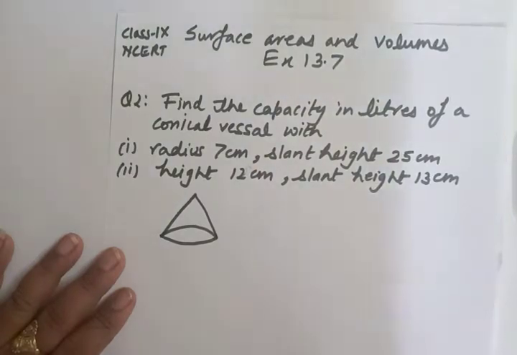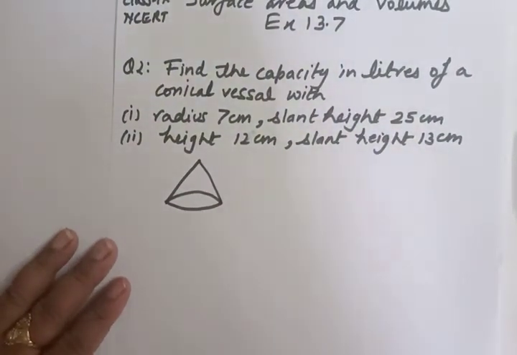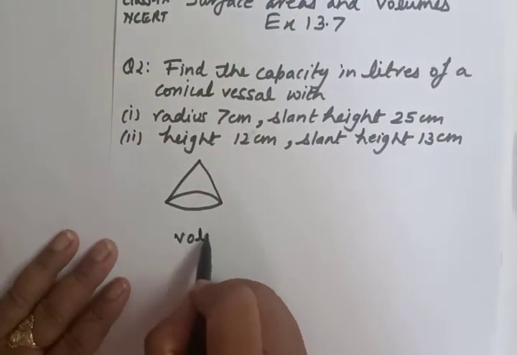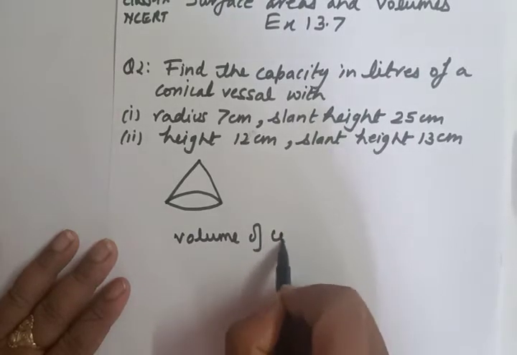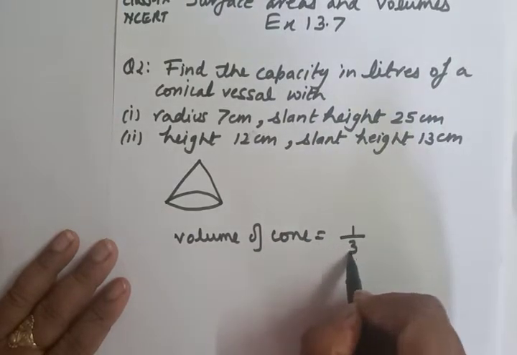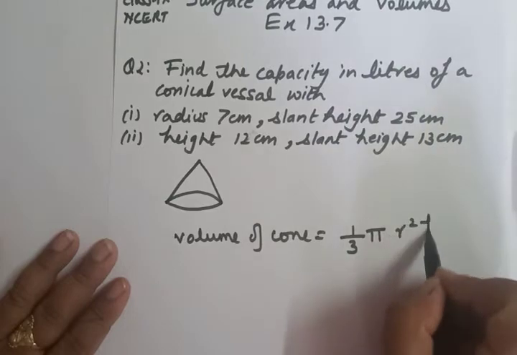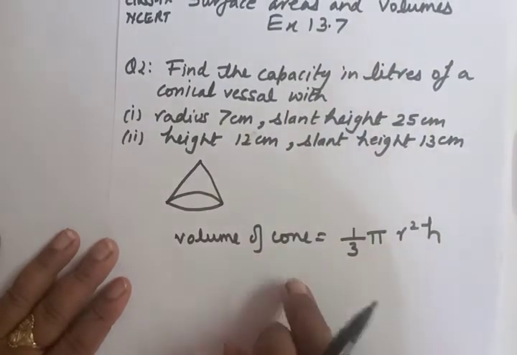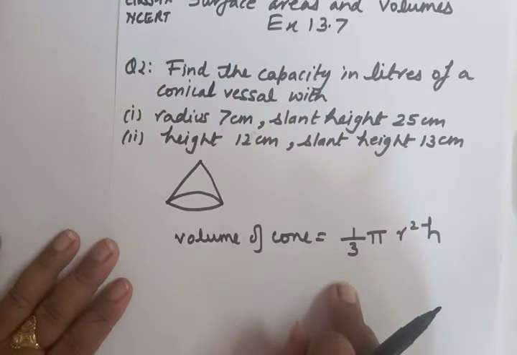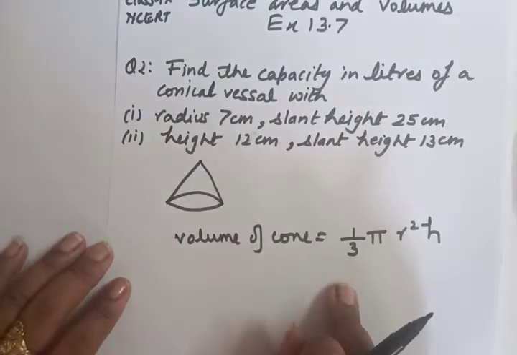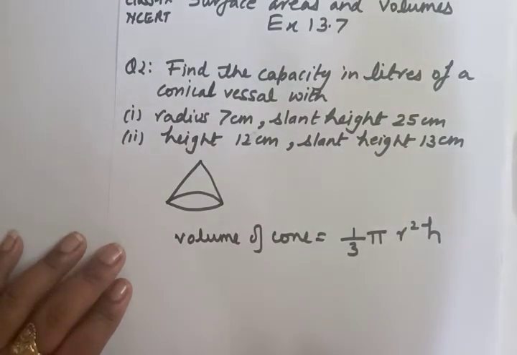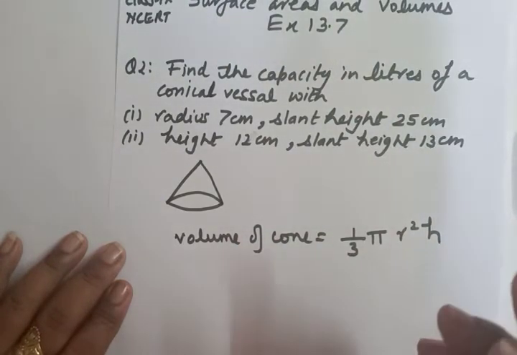First of all, we must be clear about the formula for the volume of a cone. Volume of cone is equal to 1 by 3 pi r square h. It is always 1/3 for a regular cone. If the diameter of the cone and of a cylinder is the same, then the volume of the cone will always be 1/3 of that cylinder.